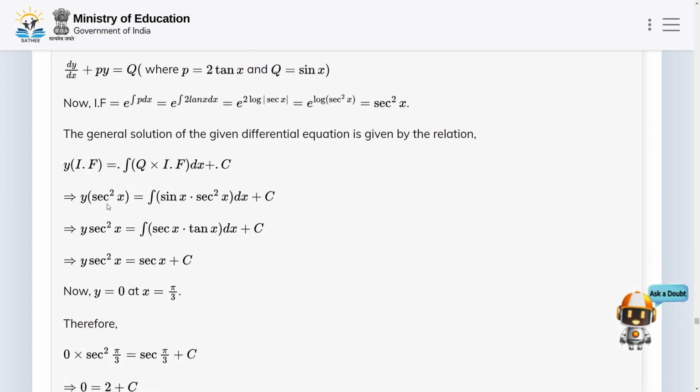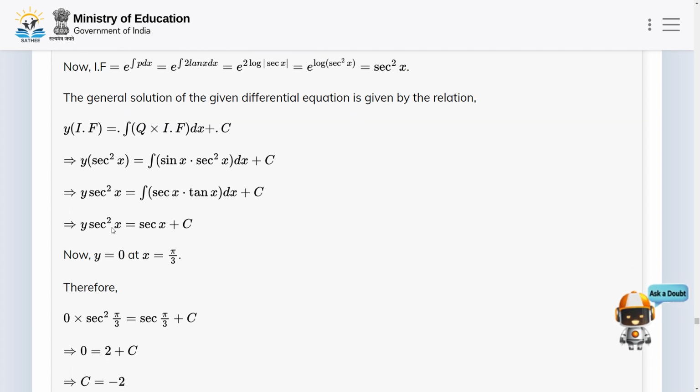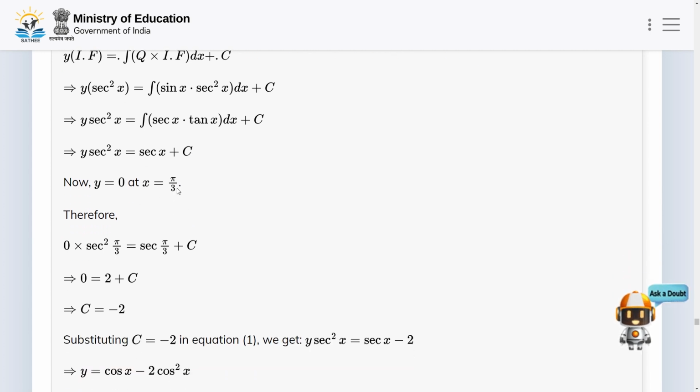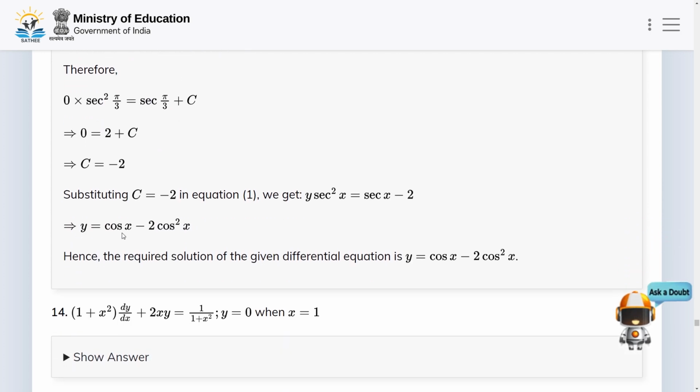So you will have y sec square x is equal to integration of sin x product with sec square x dx. This can be reduced to sec x tan x. So we know the integration, which is just sec x. So y sec square x is equal to sec x plus c. Apply x is equal to pi by 3 and y as 0. So this left hand side will vanish, right hand side will be sec pi by 3 which is just 2. So c value will be minus 2. This means your particular solution will be y is equal to cos x minus 2 cos square x. Clear?